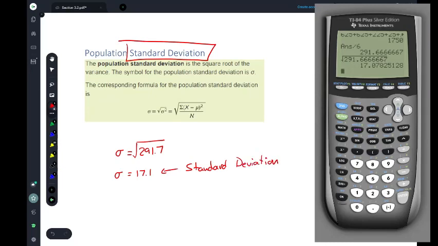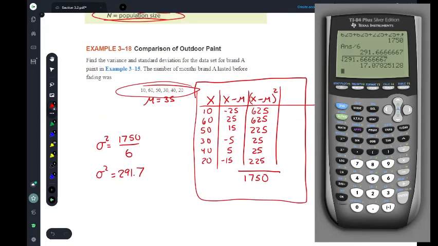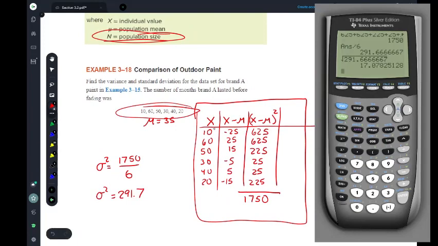And standard deviation is exactly what it sounds like. It is the standard amount that each value deviates from the center. In other words, it's an average deviation. It's about how much, on average, does each value deviate away from the center? Well, if we go back up here, take a look at this. This value of 10 deviated by 25. This value of 60 also deviated by 25. This value of 50 deviated by 15.